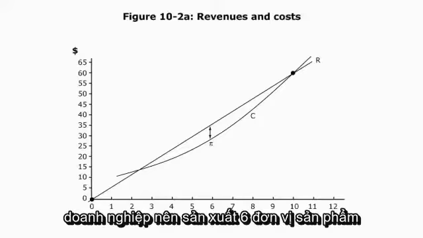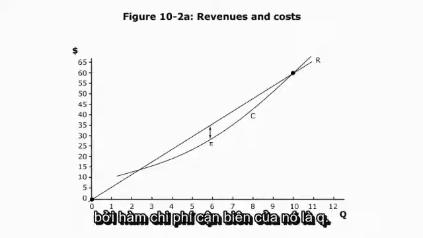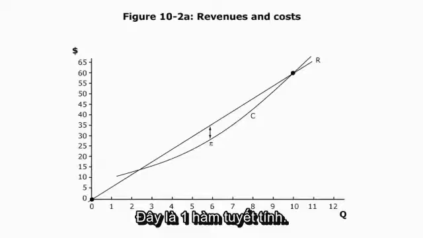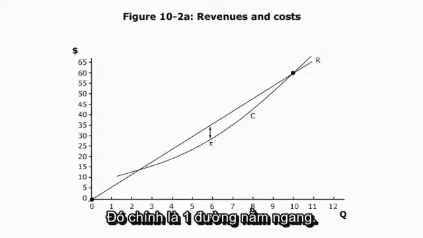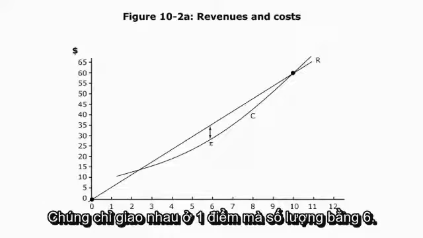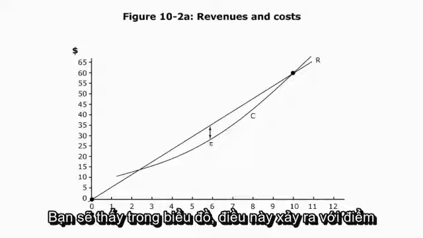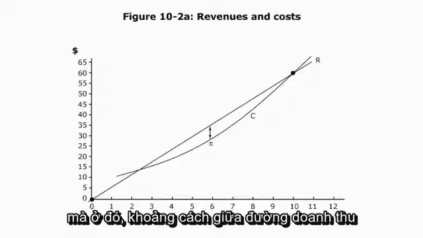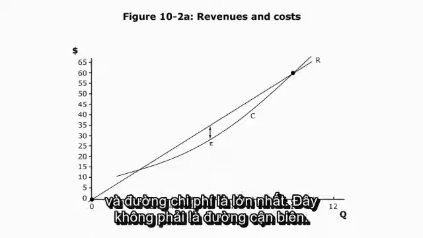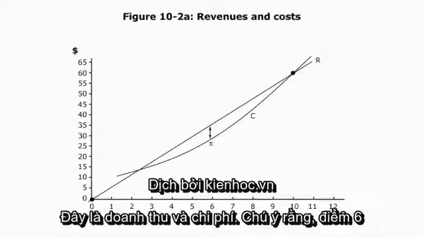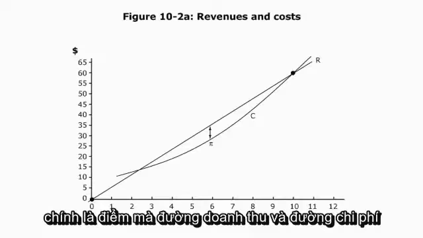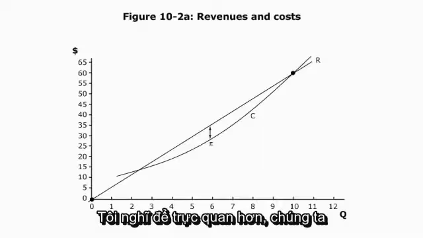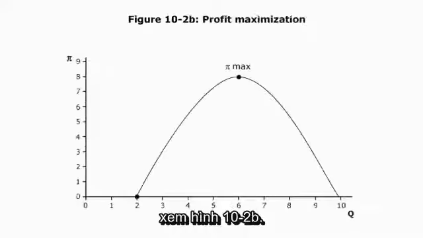The firm should produce 6 units because its marginal cost function is Q. It's a linear function. The price is 6. It's a horizontal line. So they only intersect in one point where quantity equals 6. Now what you notice in this graph is that this happens to be the point where the gap between the revenue curve and the cost curve is largest. These are not marginal curves. This is revenue and cost. But notice that at 6, that's exactly where the revenue curve and the cost curve have the largest gap between them.